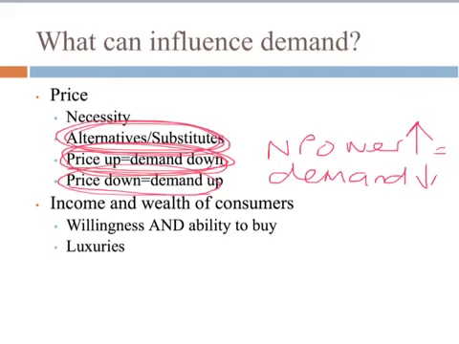Let's look at the income and wealth of consumers. So the demand for a product is connected not only to a consumer's willingness to buy, but also their ability to purchase it. So it's not just whether you want to buy it, but are you able to buy it? To some extent, the ability does depend on the price. So if the price of something goes up, you might become less able to buy it. But it also depends on the income and the wealth of the customer.